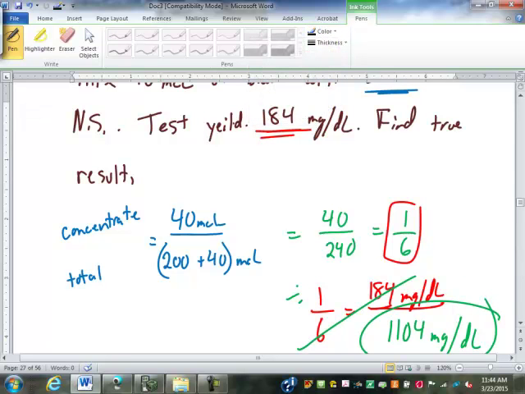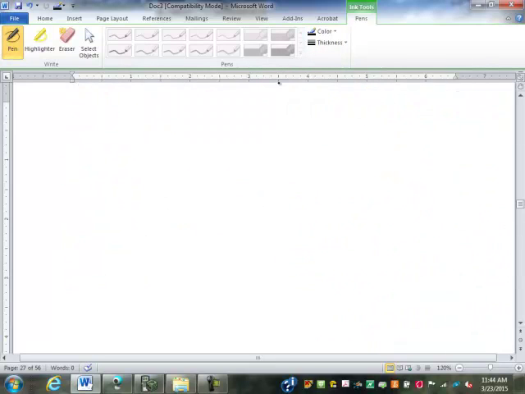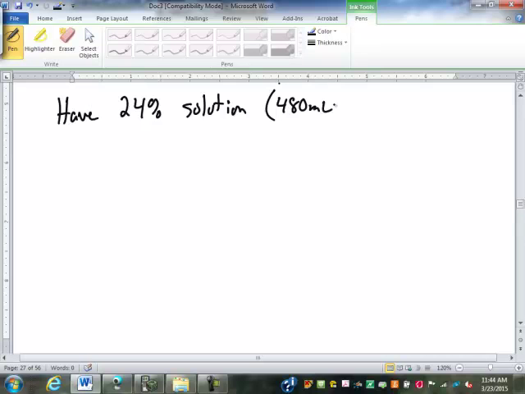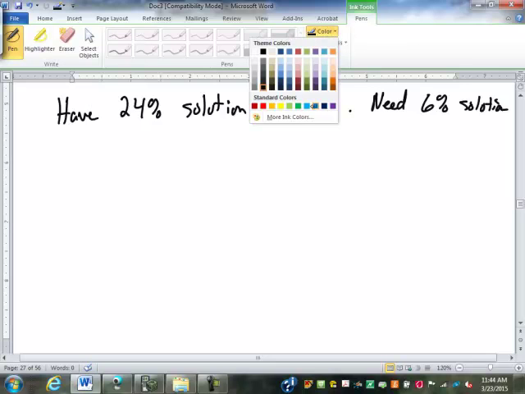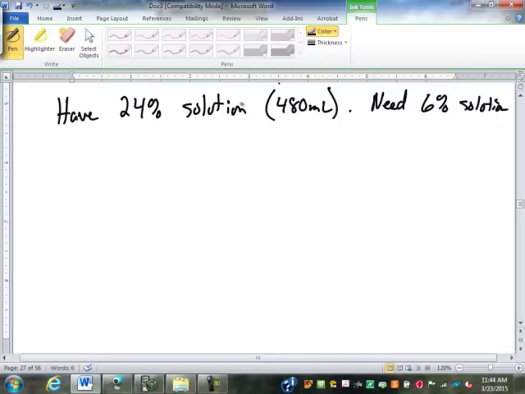Well, for today then, we want to start looking at adjusting solution concentrations. We started on this a little bit last class. Let's say we have a 24% solution, and let's just say we have 480 milliliters of that solution. And we need a 6% solution. To figure out how to dilute this down, let's take a look.